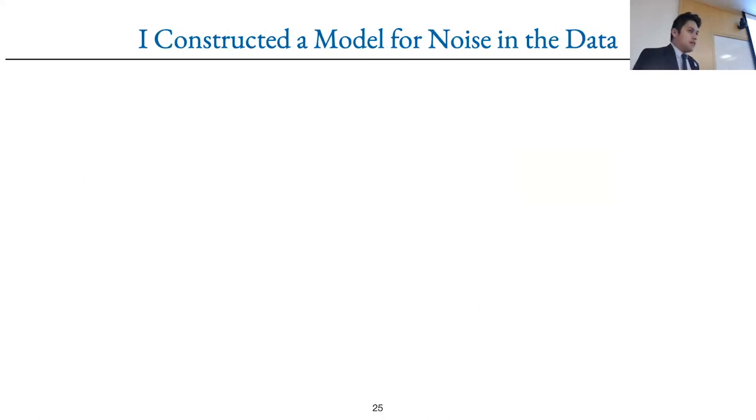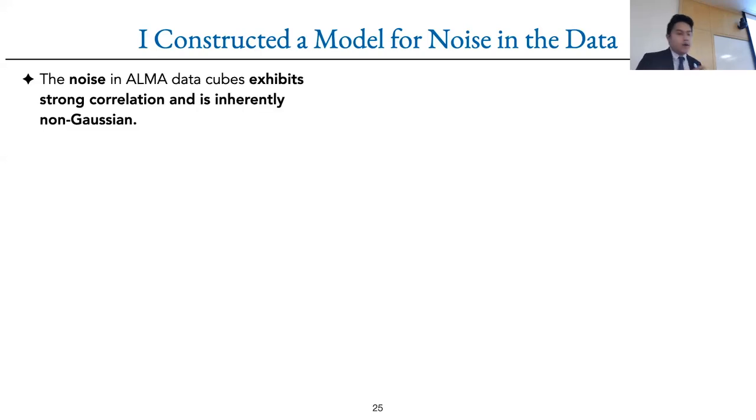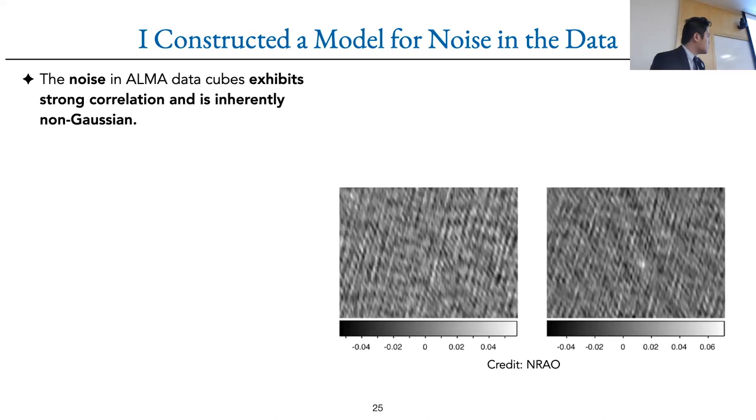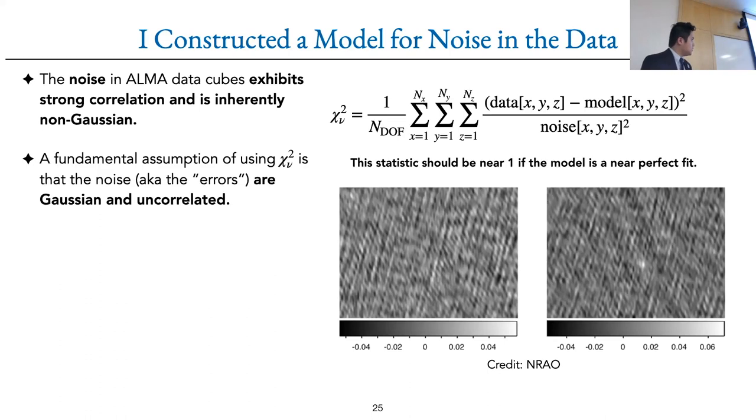Not only did I construct a model for the signal that we observe, I also constructed a model for the noise in the data. Now you might be wondering, why would you want to do that? Well, the noise in ALMA data cubes, shown in this picture here, exhibits strong spatial correlations and is inherently non-Gaussian, which is a little bit problematic if you want to use the reduced chi-squared statistic shown here as your goodness of fit, because this statistical criterion assumes that the noise or the errors are Gaussian and uncorrelated.